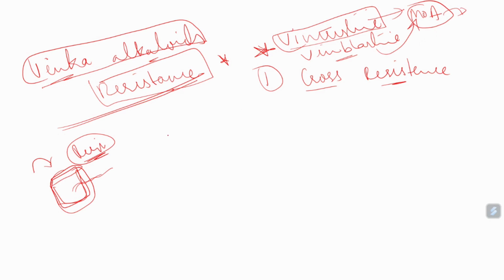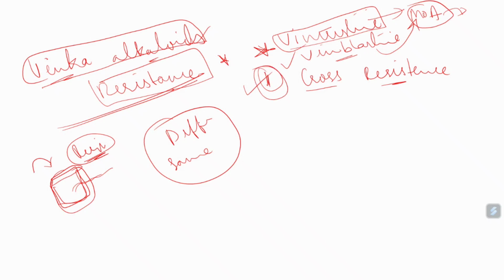So different drugs with the same mechanism have a higher probability of causing cross resistance. So vincristine and vinblastine both may have cross resistance. This is one mechanism of showing resistance.